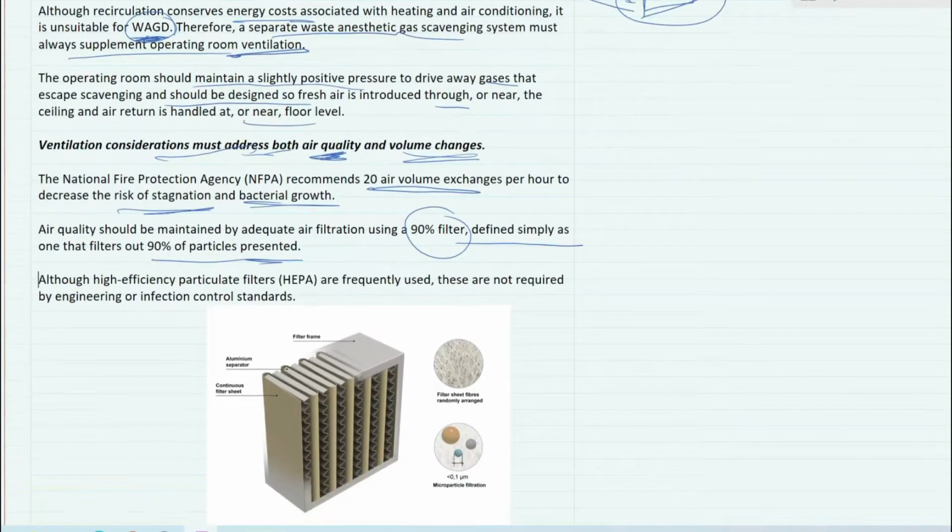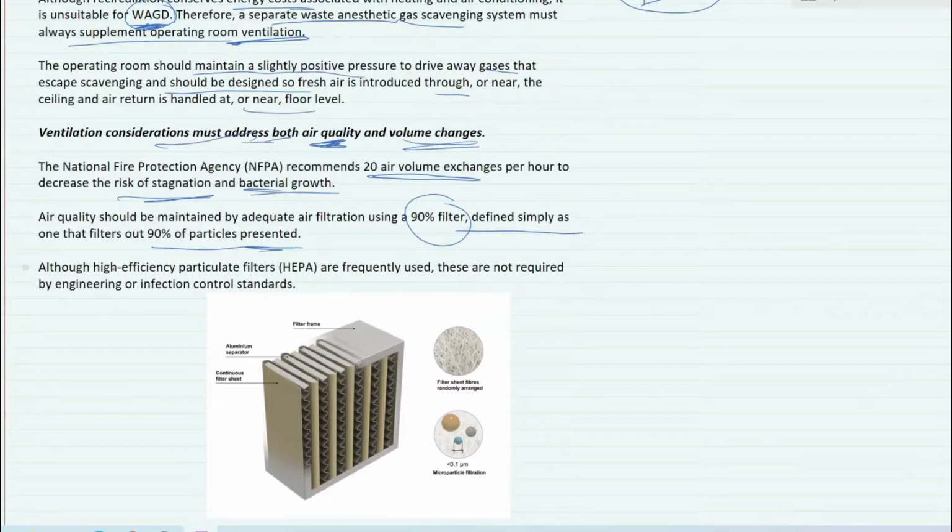The most efficient one is the HEPA filter, which is a high efficiency particulate filter, and this is made up of meshes of crisscrossing fibers, and they can very effectively filter out very small particulate matter, that would be even less than 0.1 micrometer. Then this is really small.